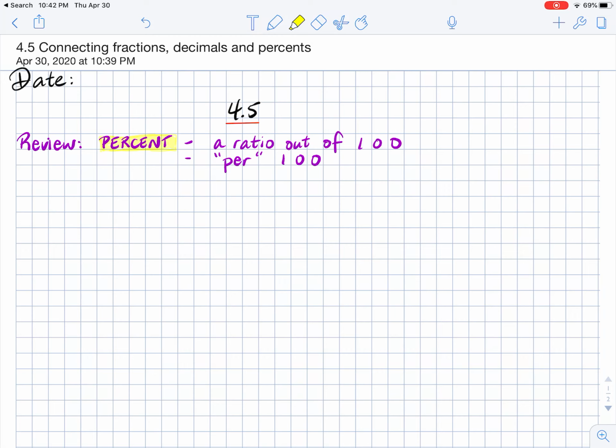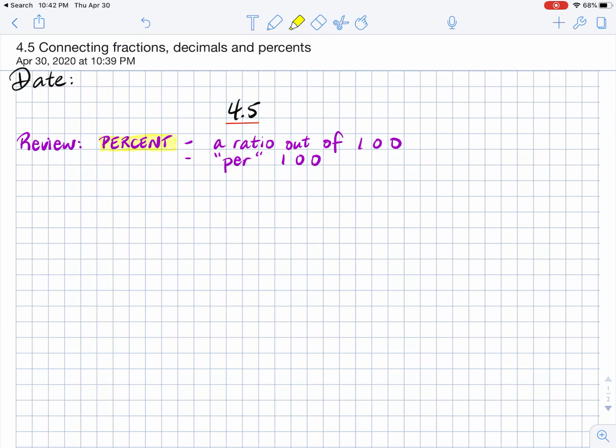This is lesson 4.5 on connecting fractions, decimals, and percents. Before watching the recording, please make sure that you have either your math journal or a graph sheet of paper or a sheet of paper with you. Make sure you have a pencil, an eraser, a ruler, and perhaps some different colored pens and highlighters along hand as well. So if you need to pause the recording to get these items, please do that now.